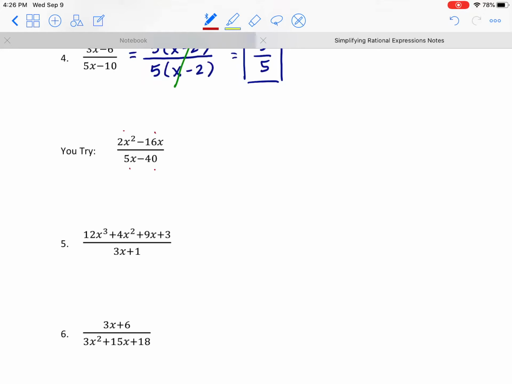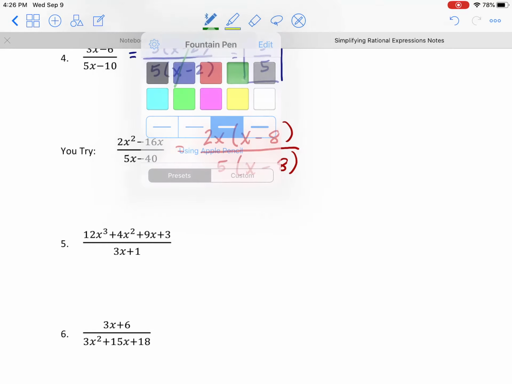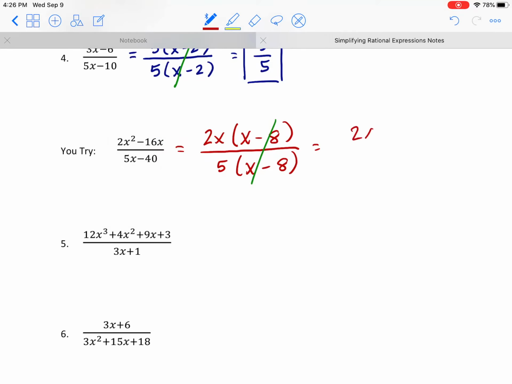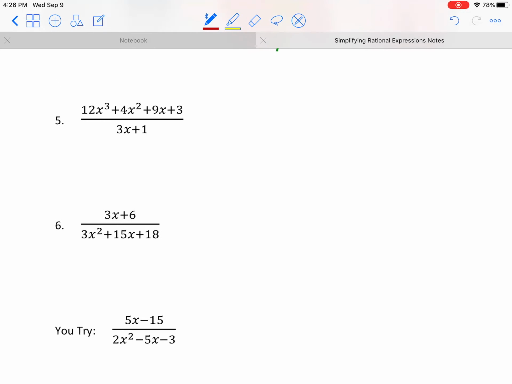All 4 terms have nothing in common, so this cannot be reduced as is, but it can be factored, because the 2 terms on the top have a 2 and an x in common. So if we factor that out, it's going to leave us an x minus 8. On the bottom, the 2 terms have in common a 5, so if we factor that out, we're left with an x minus 8. So I couldn't reduce up front, but I could factor. Now that I've factored, I can see the x minus 8s are going to cancel, and what we're left with is 2x over 5 for our simplified fraction. Okay? Not so bad.